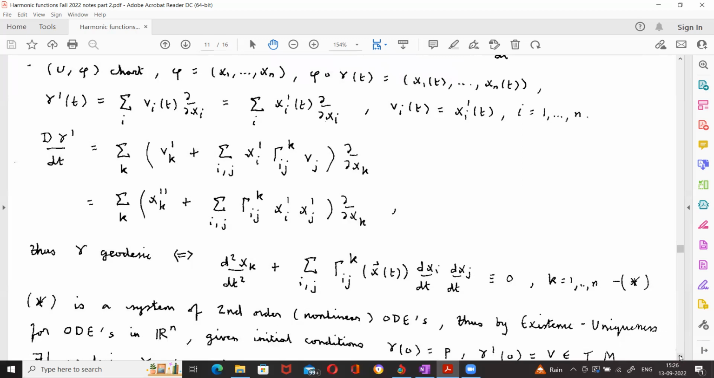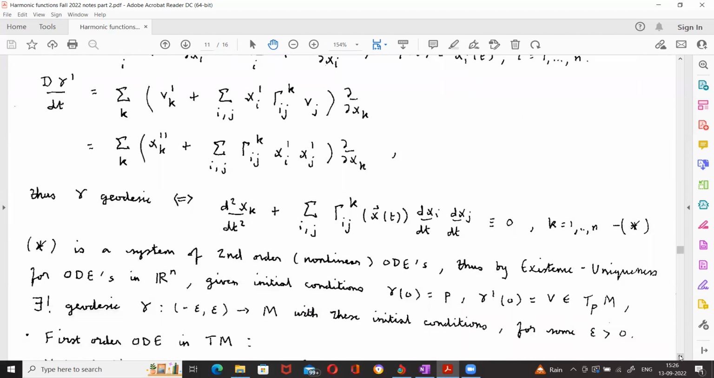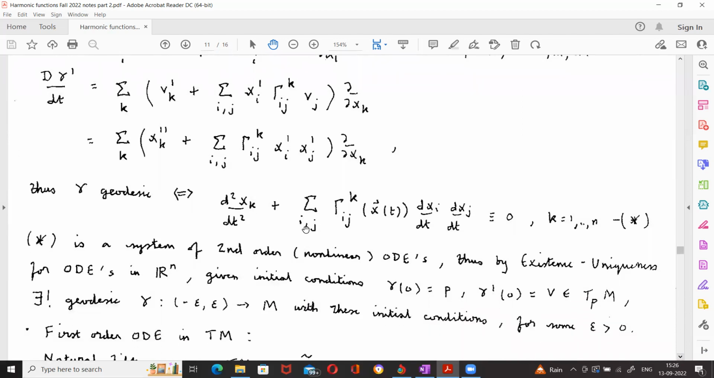Yes. Now notice, as we said, this is a system of second order ODEs, right? But be careful, now this is no longer a linear system, right? Because you have this non-linear term, dxi/dt times dxj/dt. So this is a system of second order non-linear ODEs.